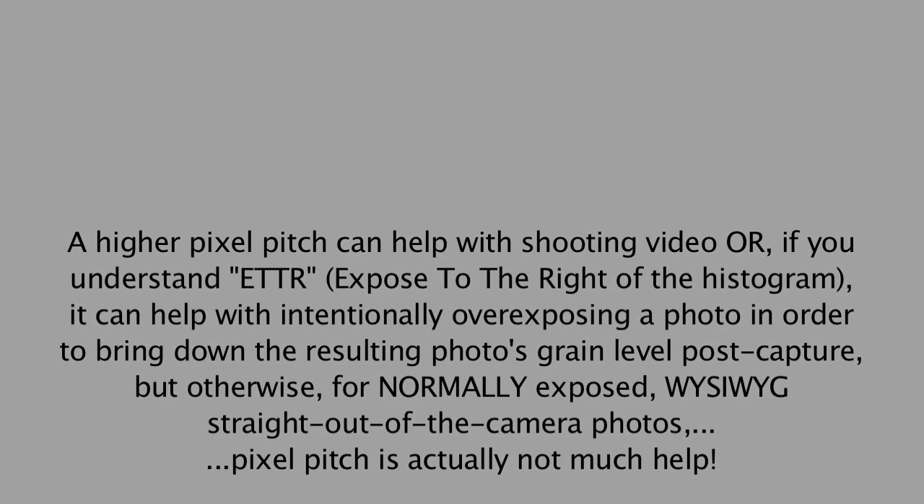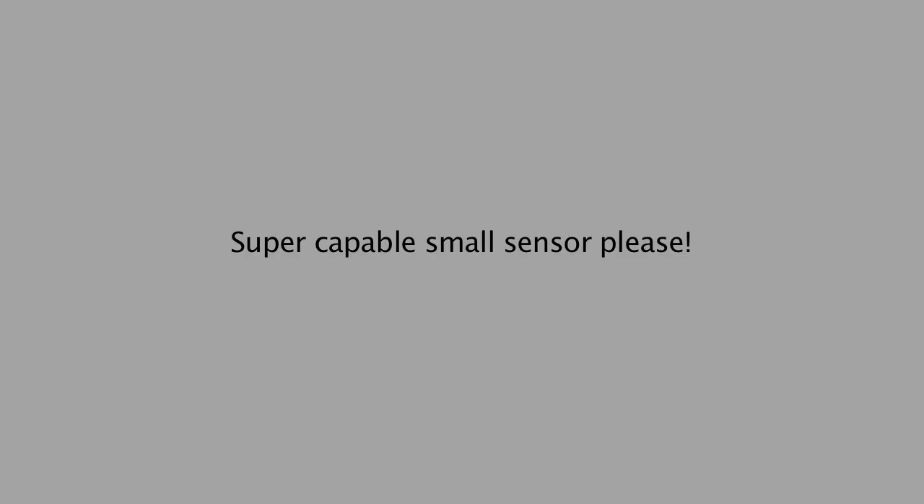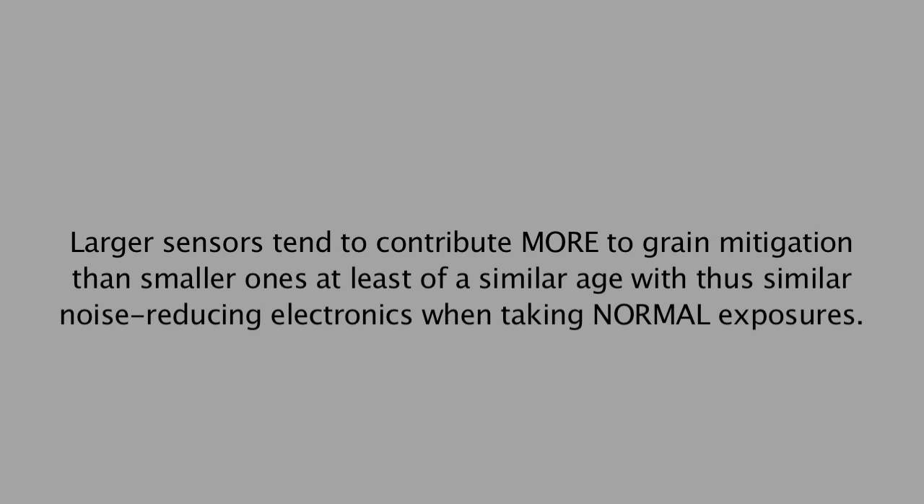I bet that we would all love it if a small, inexpensive digital sensor, which could be placed in a compact camera, could be designed in a way that it contributes much more to the mitigation of grain than the latest and greatest much larger sensor when taking normal exposures of digital photos, defying the notion that larger sensors tend to contribute more to such mitigation than smaller ones, at least of a similar age with thus similar noise-reducing electronics, again, when taking normal exposures. But the notion seems to still be sound, even if there are those who argue against it.